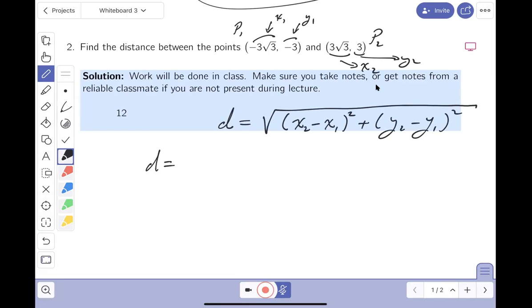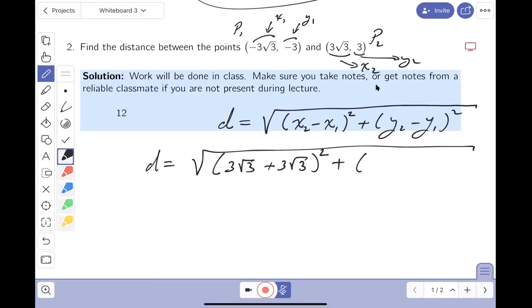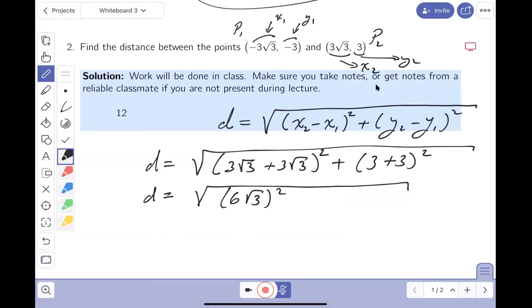Let's see if we can do that. What's X2? It's 3 root 3 minus X1. Well, what's X1? Minus 3 root 3, so minus and minus is plus 3 root 3. Plus, what's Y2? 3 minus Y1, which is minus 3. Well, minus minus 3 is plus 3. Well, I think I can do this. 3 root 3 plus 3 root 3 is 6 root 3. 3 plus 3 is 6.